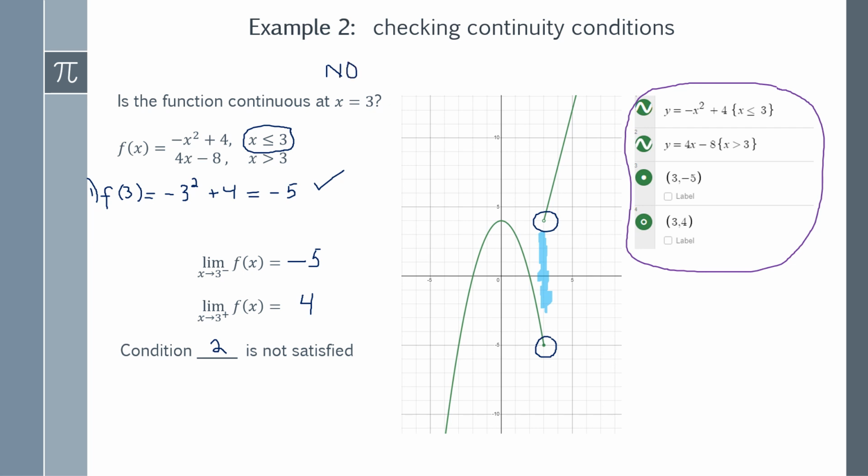Okay, so here is your first example where the first condition is satisfied. Once we're happy with that, we'll move on to the second condition. The second condition is not satisfied because the two one-sided limits are not the same. We stop right here. We do not need to check the last condition. We can just conclude that the function is discontinuous at that point.